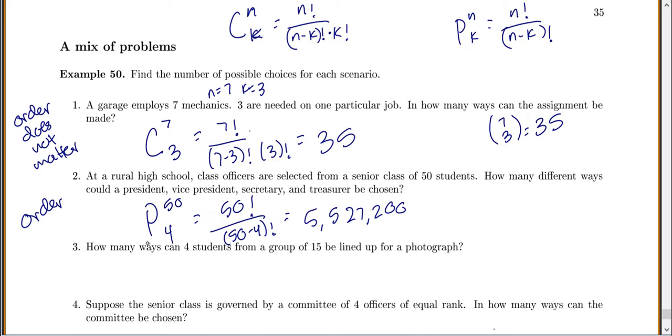Let's see. How many ways can 4 students from a group of 15 be lined up for a photograph? So if we're lining them up, I would think that the order would matter here. So this would be an order one. So a permutation. There are 15 total out of 4. And at this point, I'd probably just start putting it in my calculator.